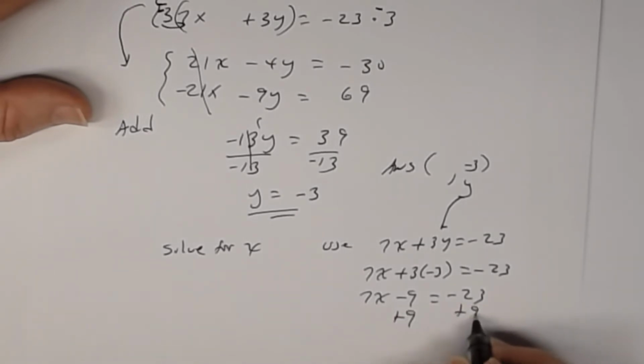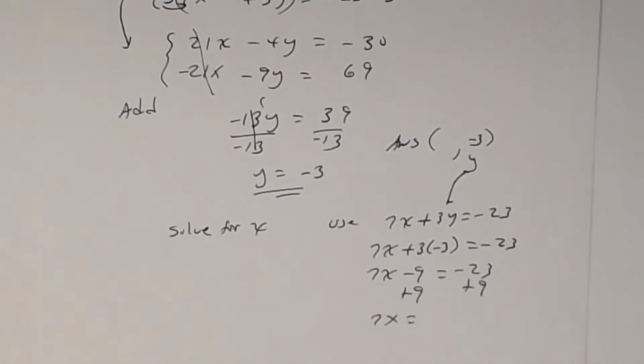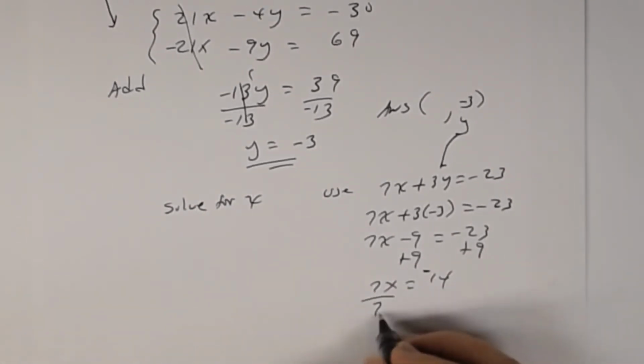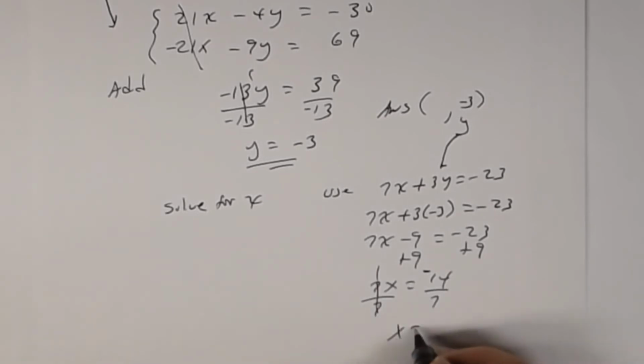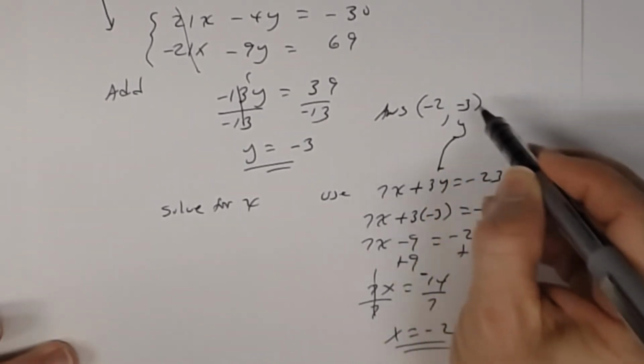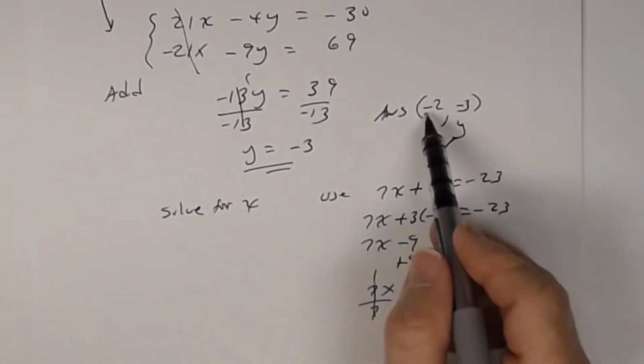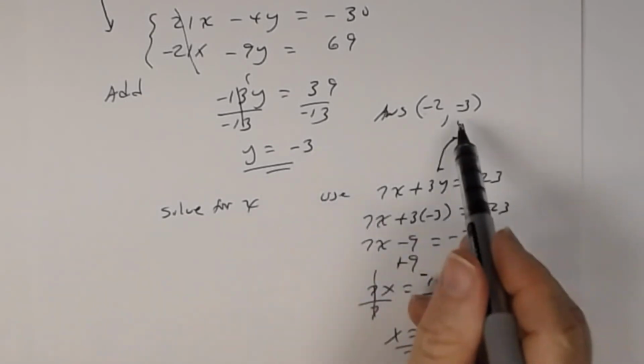Adding 9 to both sides, I get 7x equals, and then negative 23 and a positive 9 gives us negative 14, right? Then divide both sides by 7. I found my x-coordinate. My x-coordinate is negative 2. So the ordered pair that works is negative 2, negative 3. Just make sure you put them correctly: X, Y. This is X, this is Y.